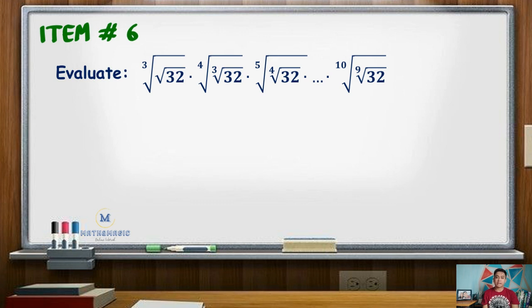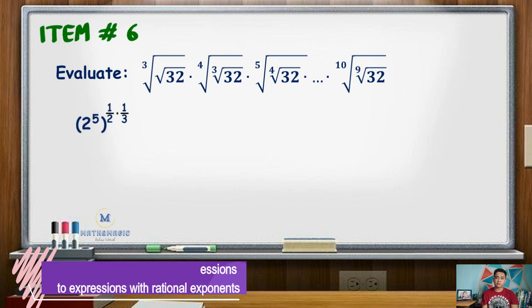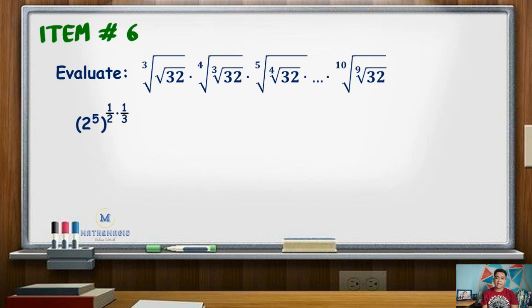First, we need to rewrite these radicals in terms of their prime bases, expressing all the roots as fractional exponents. The cube root of the square root of 32 will now become the quantity 2 raised to 5, raised to 1/2 times 1/3. The fourth root of the cube root of 32 will be 2 raised to 5, raised to 1/3 times 1/4, and so on and so forth, up to 2 raised to 5, raised to 1 over 9 times 1 over 10.